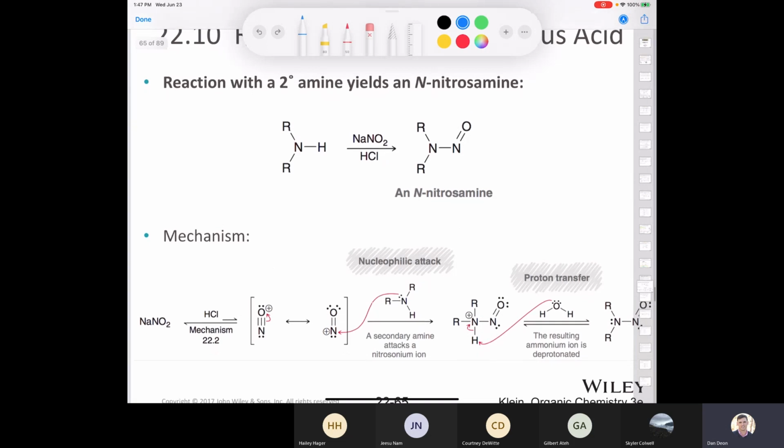Now, you want to talk about reactions that aren't all that useful in organic chemistry? I'd say that this page kind of sums one up here. If you take a secondary amine, so this is a secondary amine, and you treat it with the nitrosonium ion, well, how do you form the nitrosonium ion? You form it by combining sodium nitrite and HCl, which makes nitrous acid.